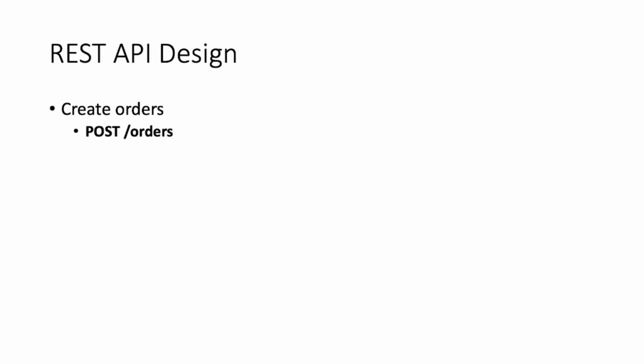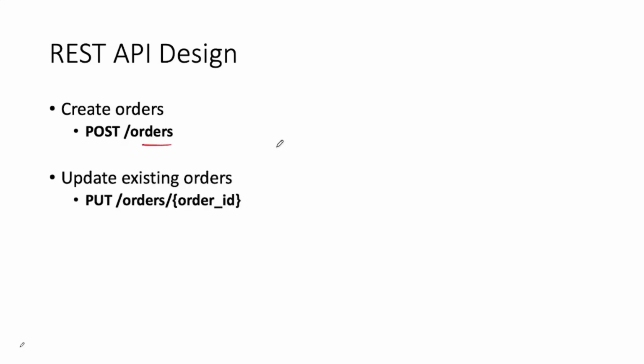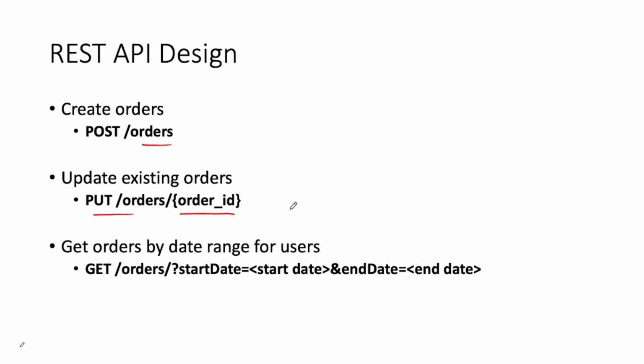Based on the requirements that we just discussed, let's outline what our REST API would look like. For create orders, we are going to have a POST method on orders resource. To update, we're going to have a PUT on orders, but we would be specifying the specific order ID. And then for retrieving orders, we're going to have a GET on orders, and we're going to pass a start and end date as query parameters. And the user ID would get picked up from the authorization header, because our authorization header is going to lead us to the user ID, and that's where we're going to pick it up from.